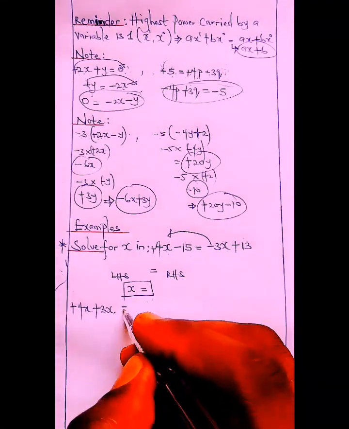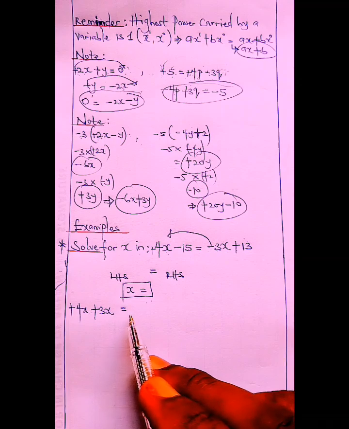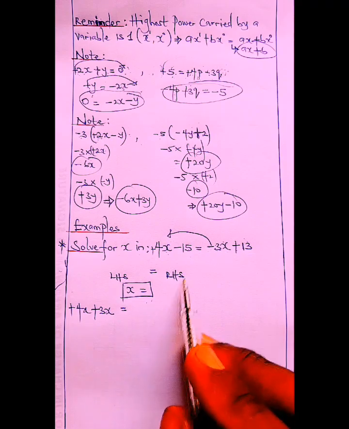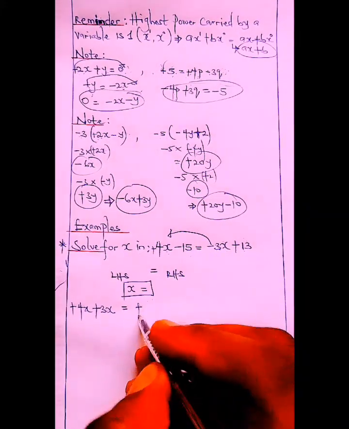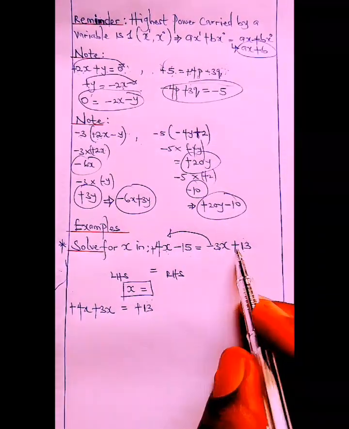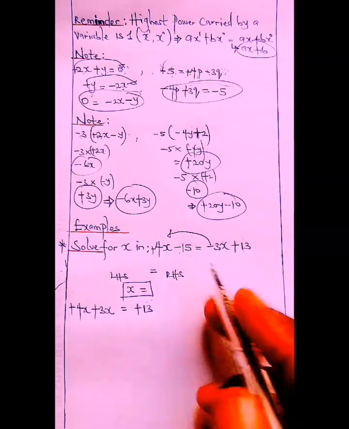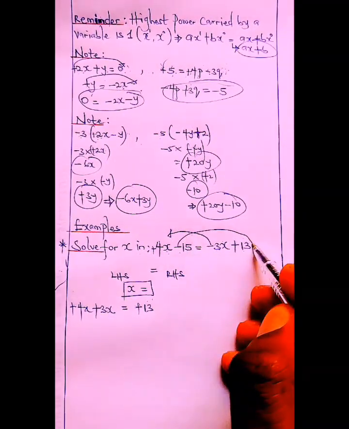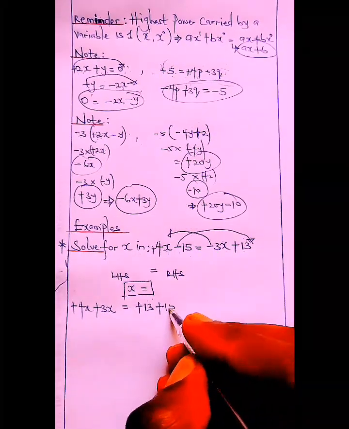So we put our equals to. Now all the quantities without x will be sent to the right-hand side. I think we have one already on the right-hand side. We have plus 13 already on the right-hand side. So let's see, are there other quantities that should be on the right-hand side? Okay, right here we have minus 15. Minus 15 should be on the right-hand side. So we're going to send it over to the right-hand side. It crosses, and it becomes plus 15.